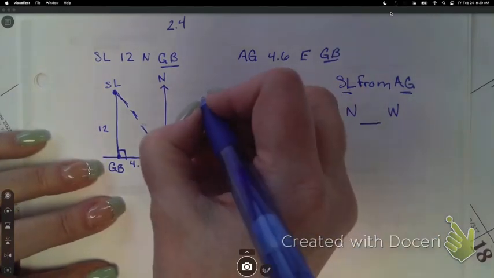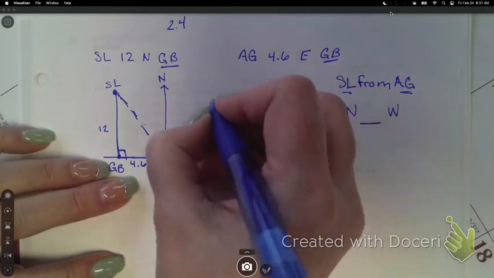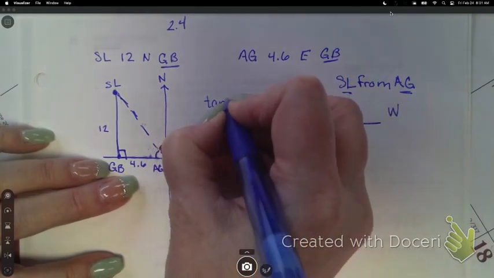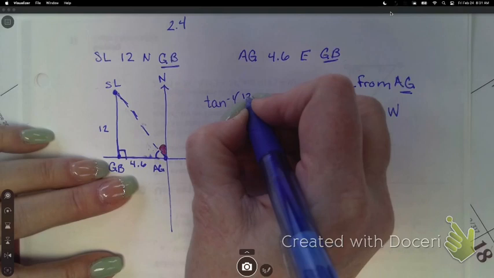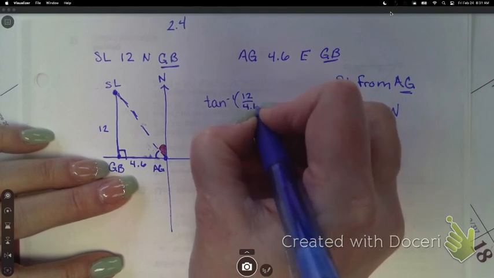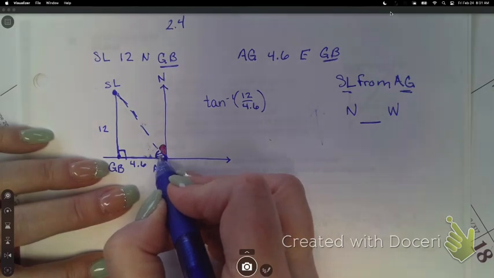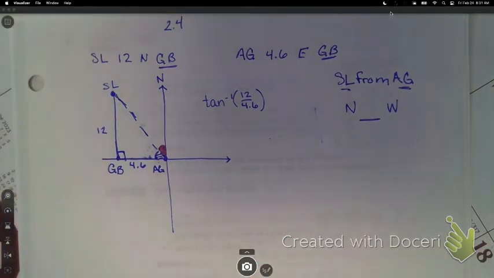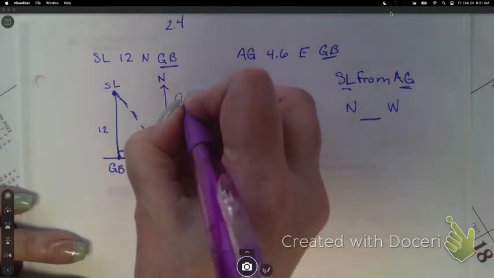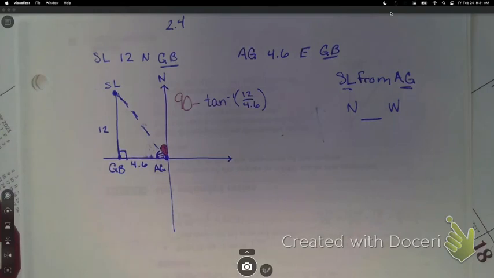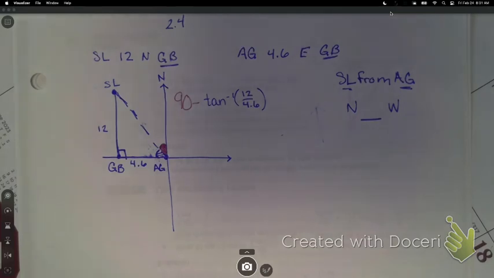Tangent. And the inverse tangent, correct? So the inverse tangent of 12 over 4.6 gives me the inside angle. That's not what I want, is it? How am I going to find the other one? So it's actually going to be 90 minus the inverse tangent of 12 over 4.6. And I want it in your calculator all at one time. I do not want it in pieces.